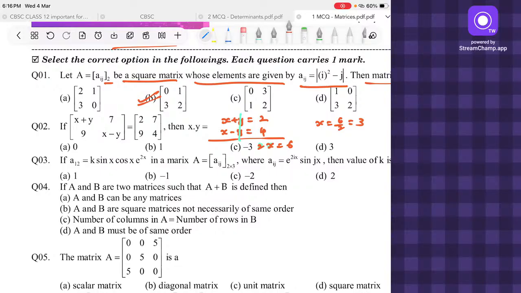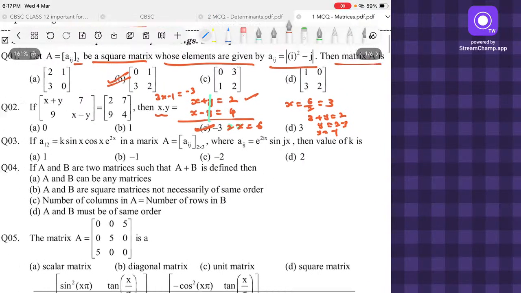X equal to 3. If I substitute in equation number 1, x equal to 3, so 3 plus y is equal to 2, y is equal to 2 minus 3, y is equal to minus 1. Then we want the x into y value, so multiply 3 into minus 1, that is minus 3. Then option C is the correct option.